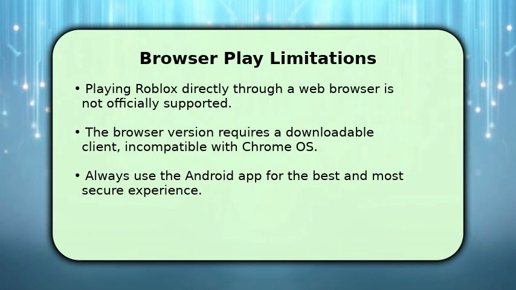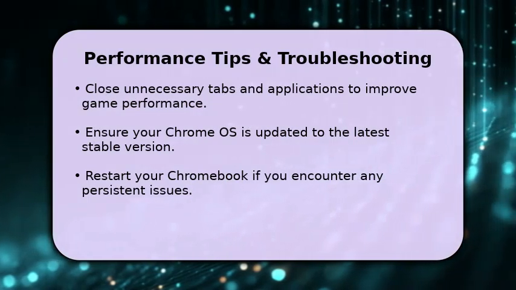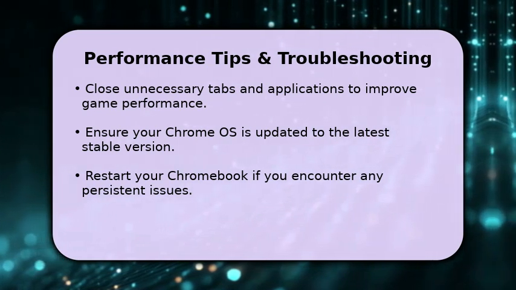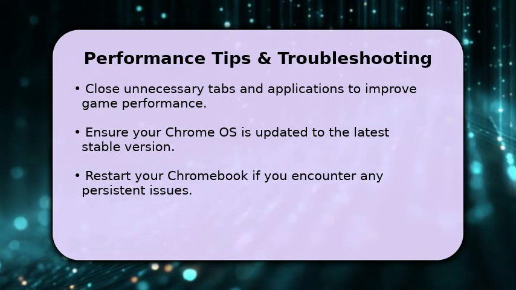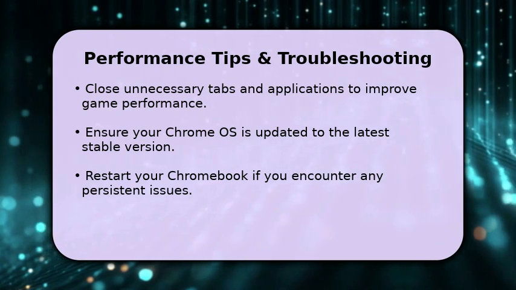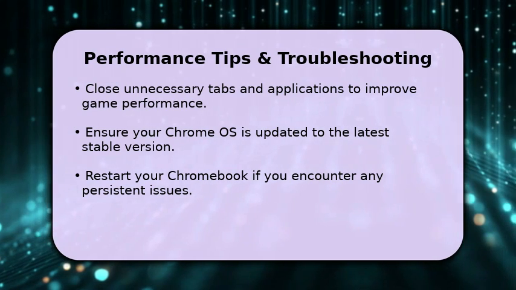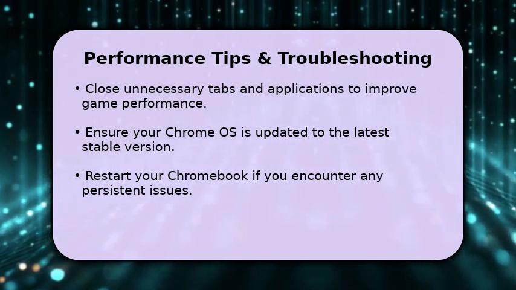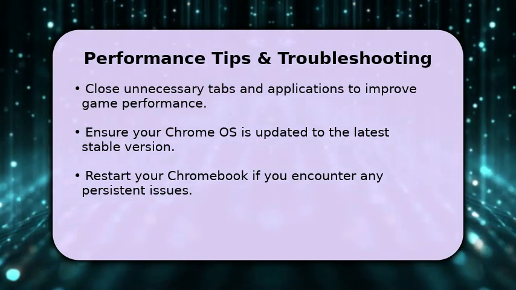your Chromebook. To ensure the best Roblox experience, consider a few tips. First, close any extra browser tabs or applications running in the background to free up system resources. Keeping your Chrome OS updated to its latest version can also resolve many performance issues. If you experience persistent problems, a simple restart of your Chromebook often helps. Finally, adjusting Roblox's in-game graphics settings to a lower quality can significantly improve frame rates.